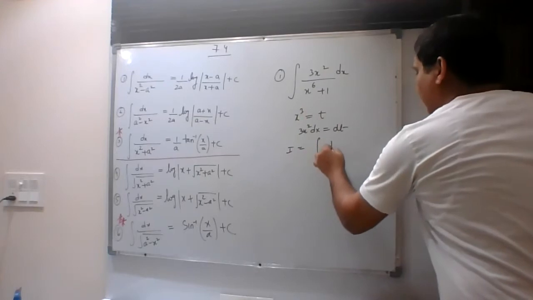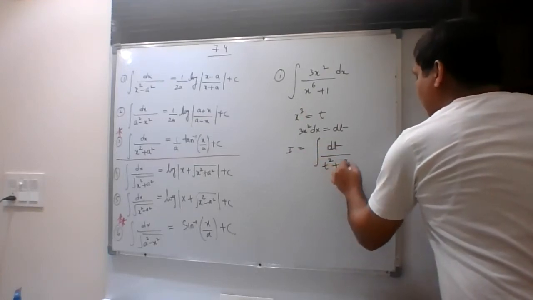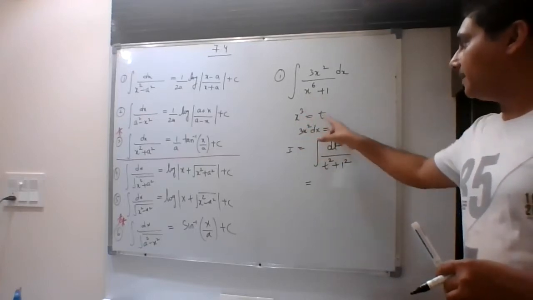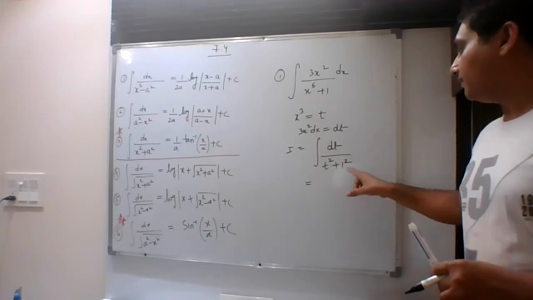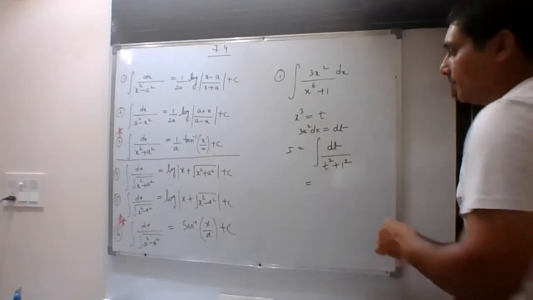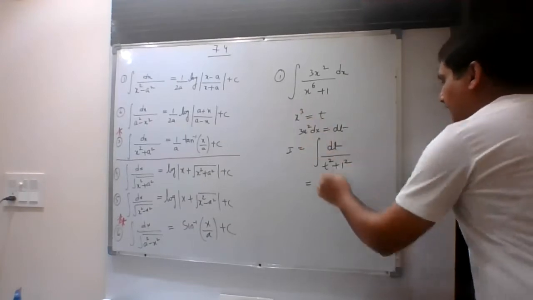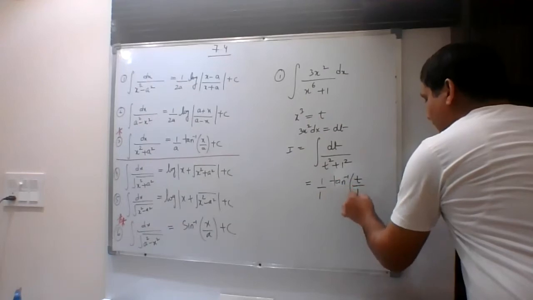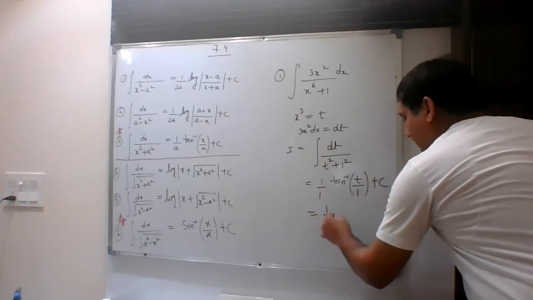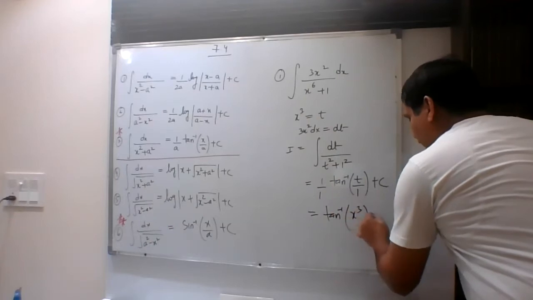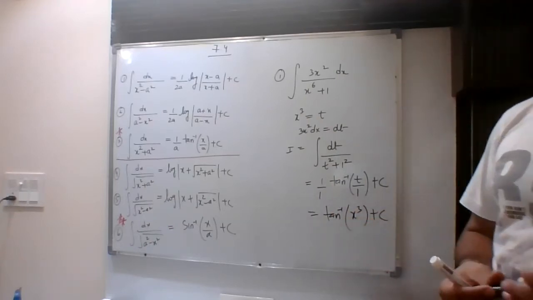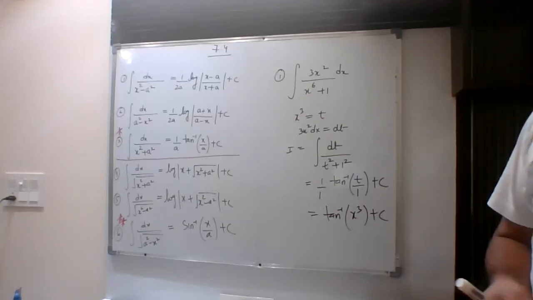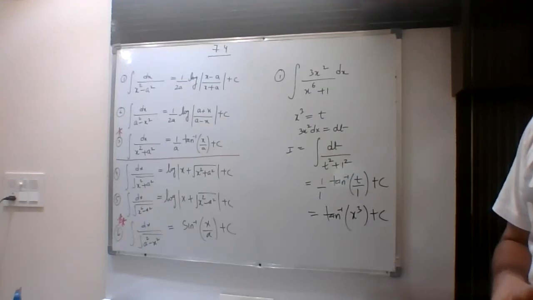This can be written as dt upon t square plus 1 whole square. If x to the power 3 stands for t, then obviously x to the power 6 will be t square. Just over here, see the corresponding formula. Formula number 3 is applicable. So 1 upon a tan inverse t upon a, put the value of t at last. This will give you the final answer. So this is how we can do question number 1 from the 7.4 exercise.